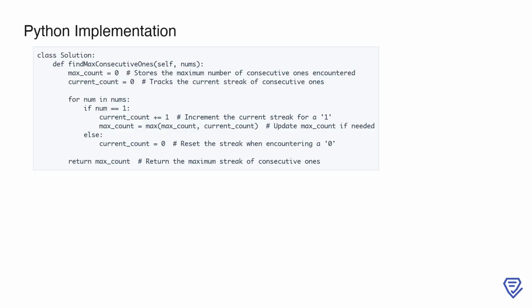Edge cases. If the input list is empty, the function will return 0 since there are no ones. If the list contains only zeros, the output will also be 0. If the list contains only ones, the output will equal the length of the list. This solution is optimal for the problem constraints and ensures clear and efficient handling of all possible input cases.